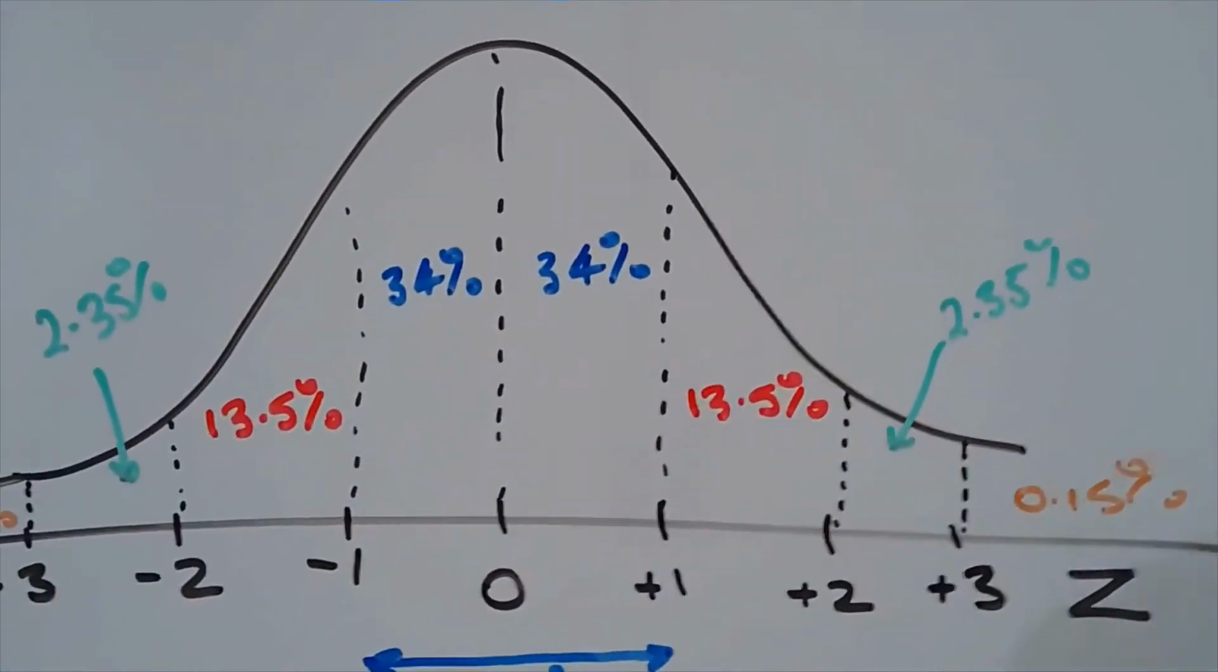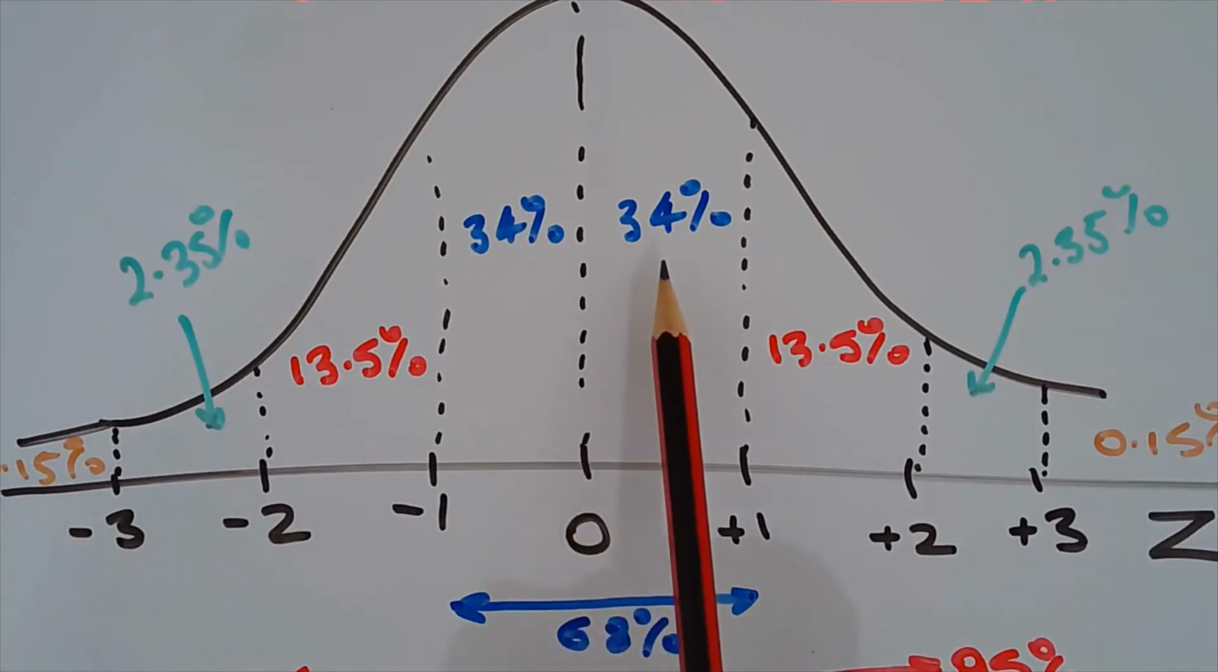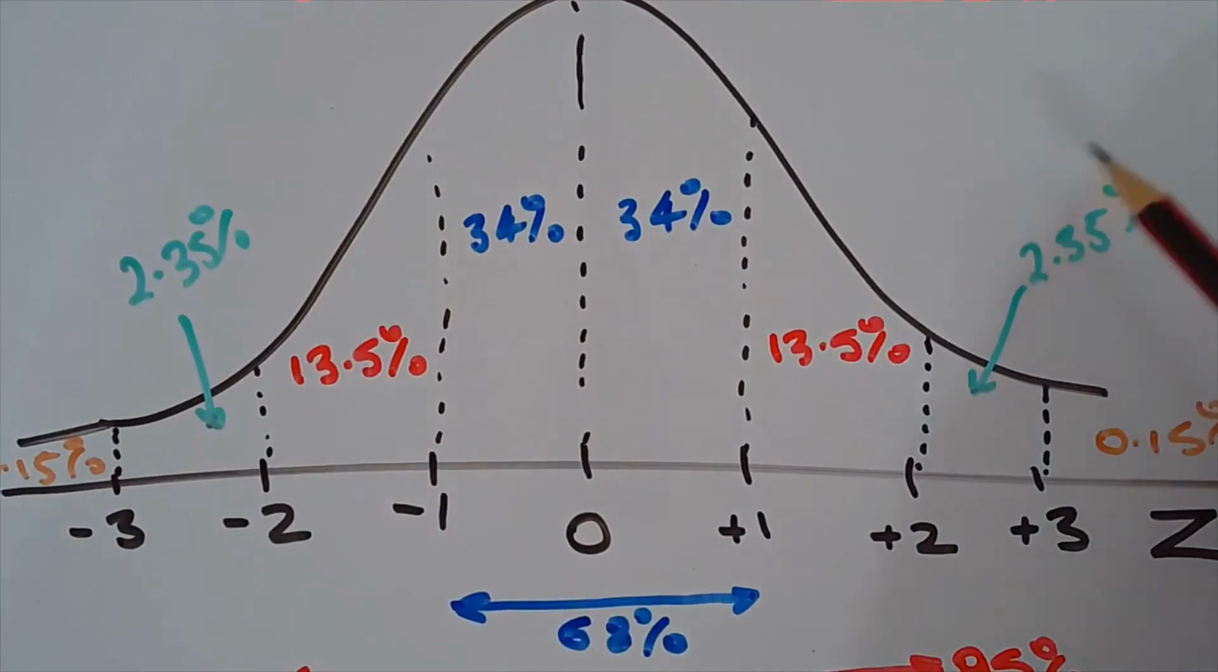So if we look at our bell curve, there's our standard deviation of 1. Now 50% of the data lies from 0 all the way to negative infinity, but we're adding another 34% to 50%. So that will be the percentage of adults that are under a z-score of 1.